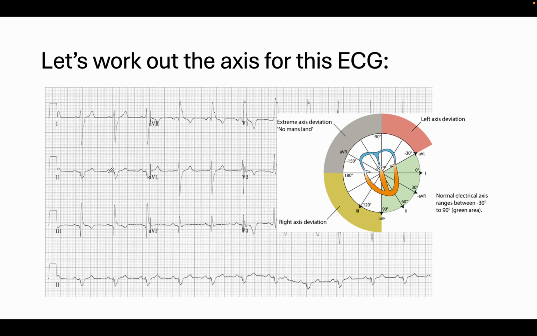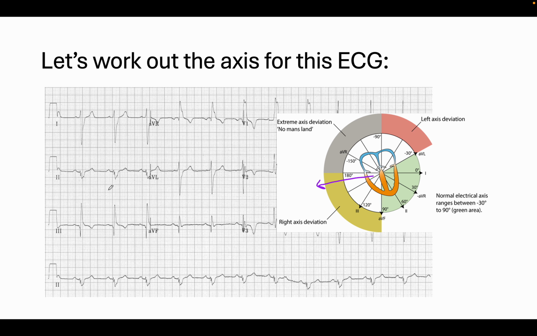If we now look at leads 2, we can see they're predominantly negative too, so we know that electricity isn't really going here. And you can see AVR is even positive as well. So the electricity is sort of meandering towards here. So I'd say that the axis is somewhere around about here. So this is a right axis deviation. And if you look at AVF, it's biphasic in this sense, so it's neither going towards AVF nor going away from it. So it's probably somewhere around about here. So this is a right axis deviation.